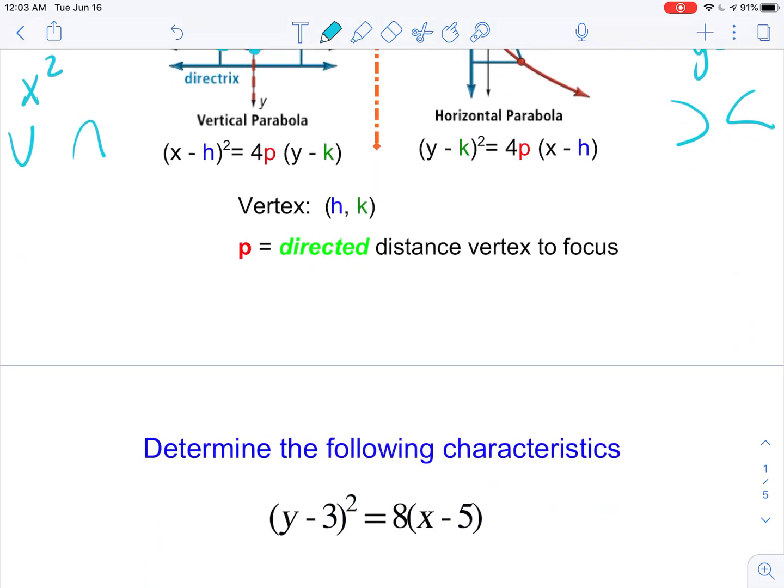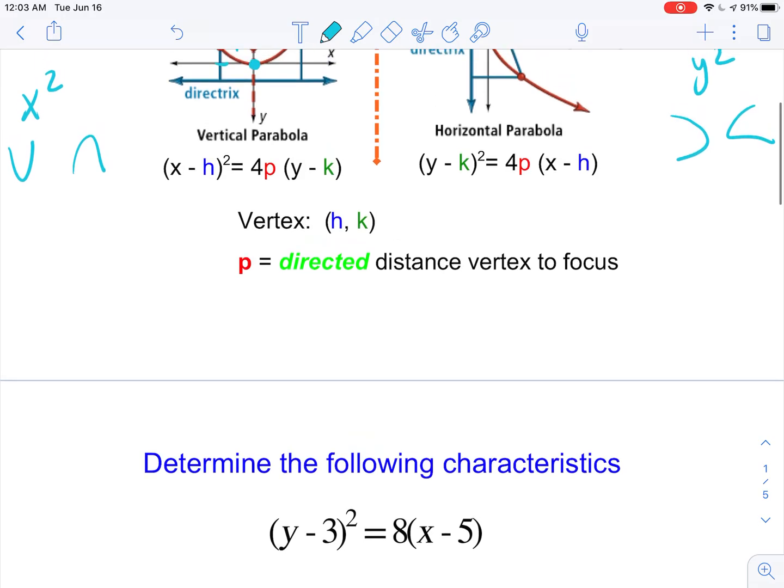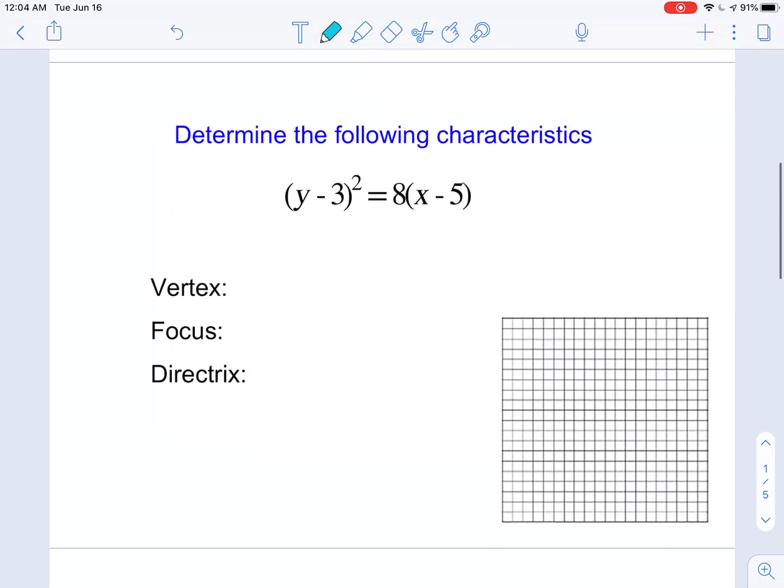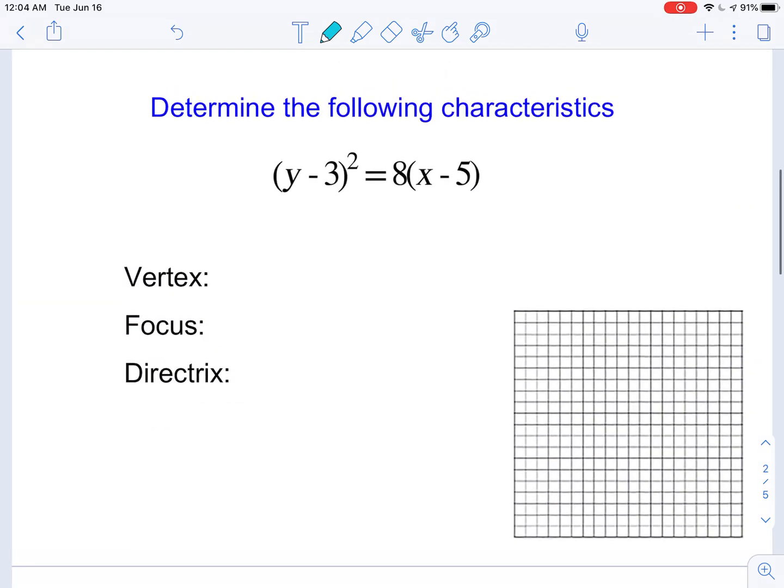Okay, now remember, p is a directed distance from vertex to focus, so we are going to be including the sign, which tells us the direction. If I'm ever moving in a negative direction, aka down or to the left, we are going to have a negative p-value. If I'm ever moving up or to the right, we're going to have a positive p-value. So pay attention to the numbers that are on the coordinate plane themselves.